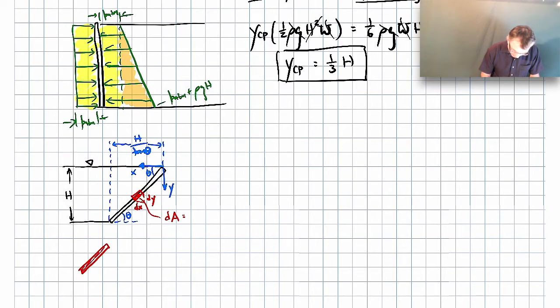So there's my area. Here's the dy. Here's the dx. Remember, this angle is theta. So my area is going to be, there's my normal vector. And this is theta also. So I'm going to have dy in the i hat direction, and it'll be dx in the minus j hat direction.